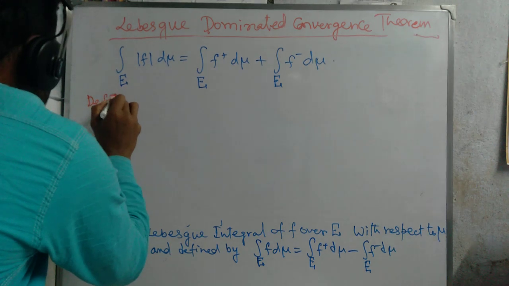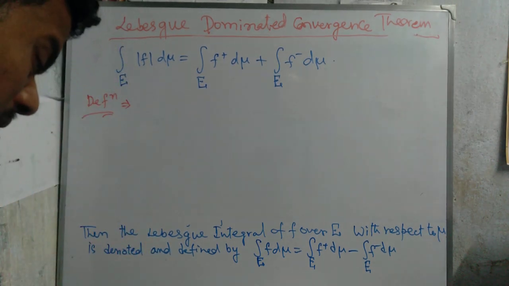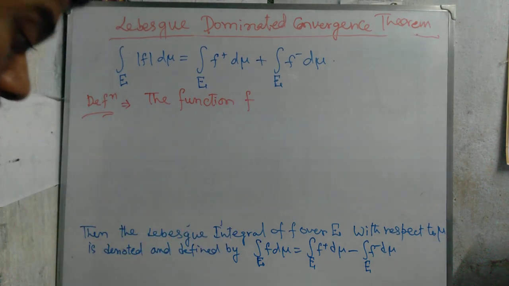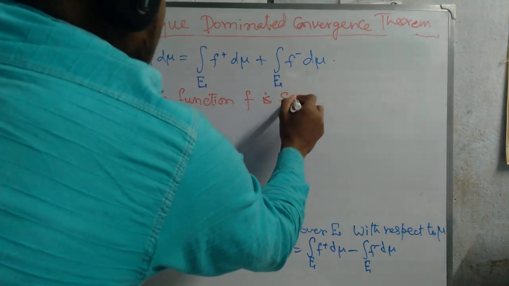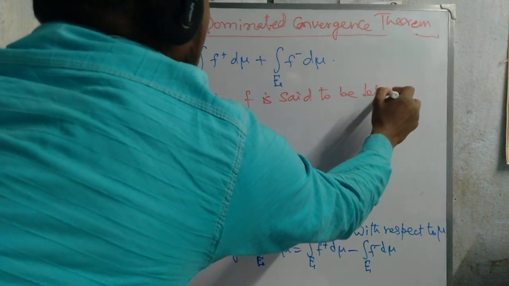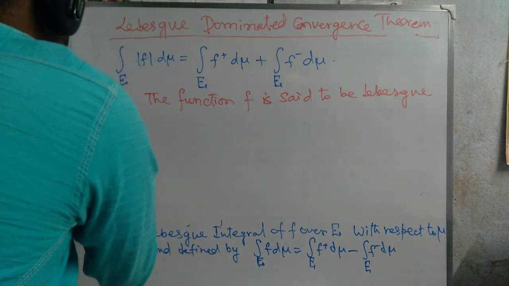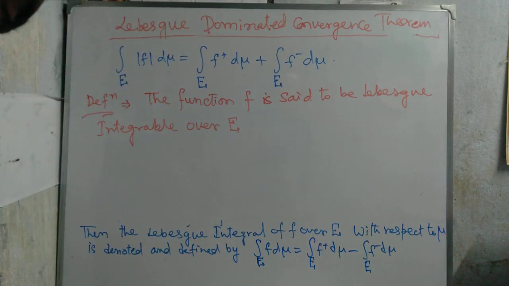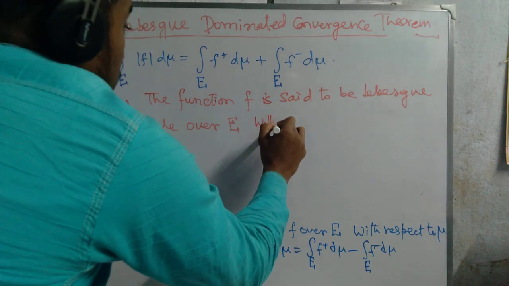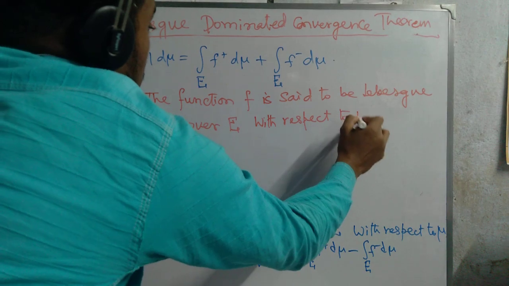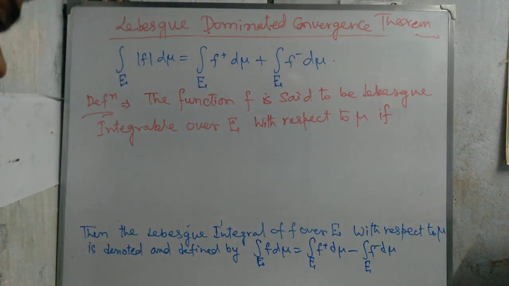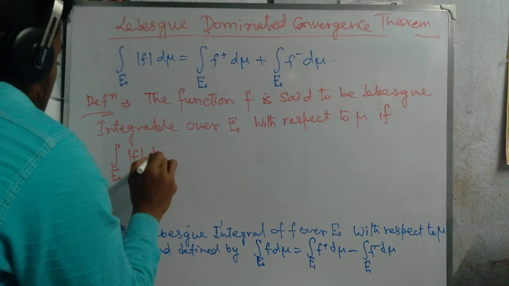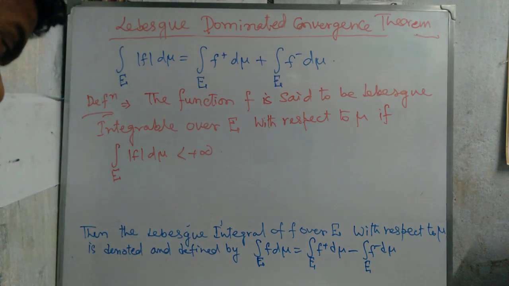We write some definition here. The function f is said to be Lebesgue integrable over E with respect to mu if the integral over E of mod f d mu is less than plus infinity.